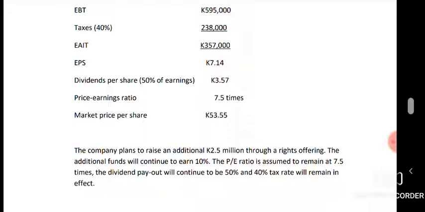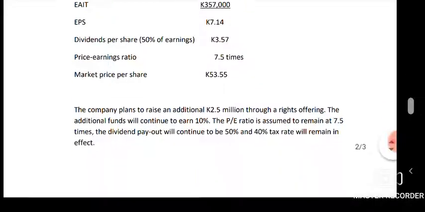EPS, that's earnings per share. When you see EAIT, it's earnings after interest and tax, which can also be called net income. Know these terminologies as well. That can be called net income. It will be much clearer when we start that topic, capital structures, under this tutorial for ZICA.